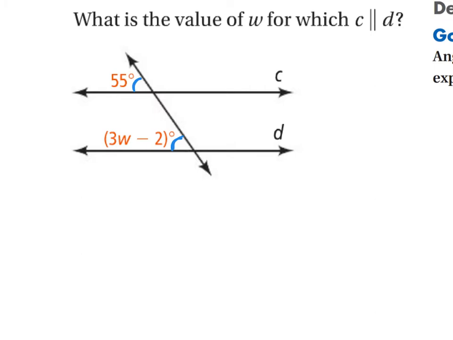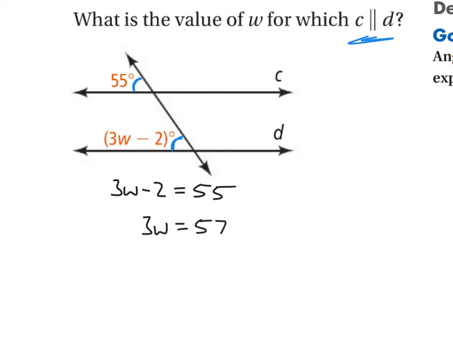Corresponding angles are not supplementary. What are they? They are congruent. If the lines are parallel, they are congruent, right? And so then, in order for those lines to be parallel, these two have to be the same measure. Okay, we've got to watch out for that. So we're going to go ahead and add 2 to both sides. So then 3w equals 57.